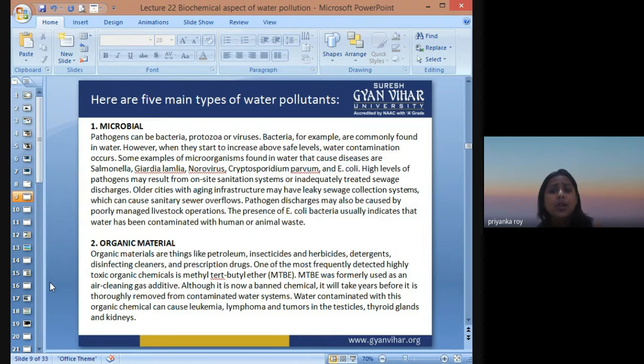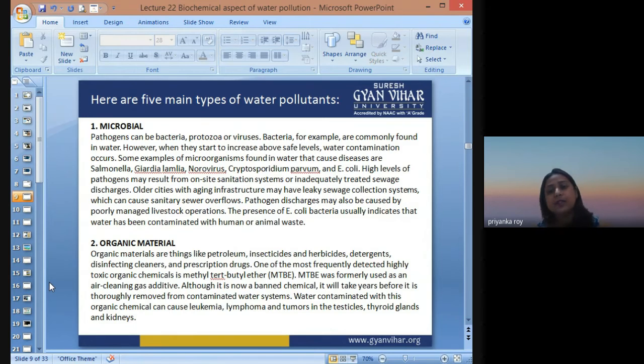So the presence of E. coli bacteria usually indicates that water has been contaminated with human or animal waste. So the presence of E. coli, we can say that it is a bacteria, and it usually indicates that the water has been contaminated by human or animal waste. Because E. coli is a bacteria which is there in the guts of all animals. So when an animal is excreting its waste into an open space, it has a tendency of mixing with water and flushing into a water body.